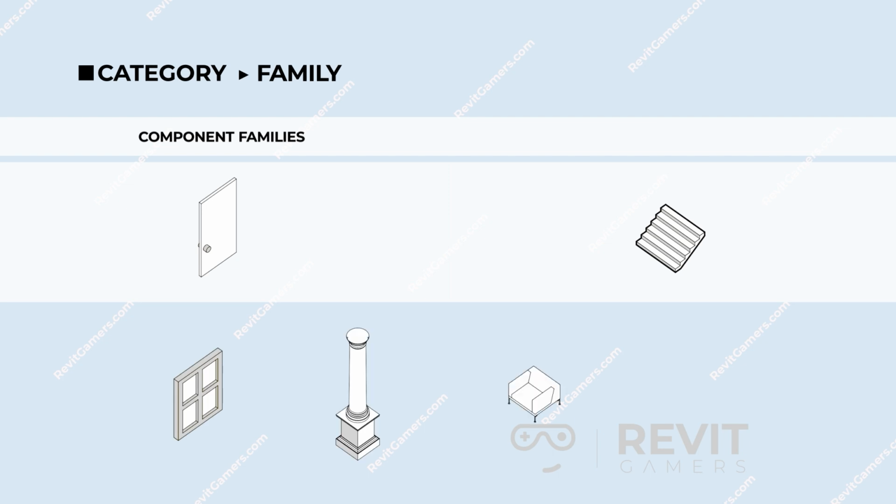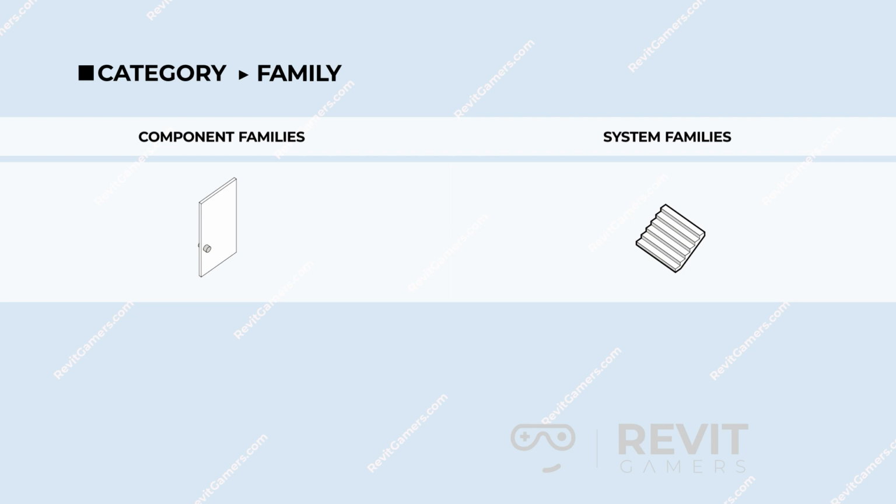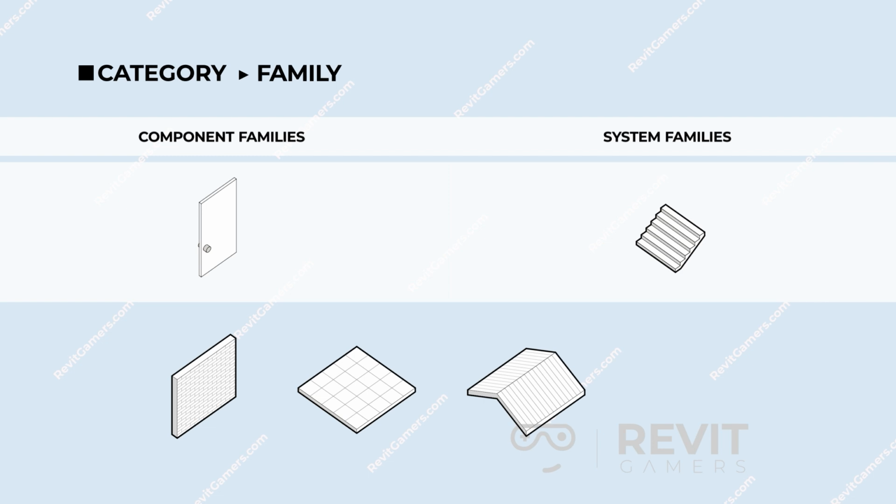Windows, columns, furniture, and lighting are also component families. It means that we can create a new family for these categories or even change them fundamentally. But the stairs are system families. System families are those defined by Revit and cannot be created or modified by users. This is why their number is limited. Walls, floors, roofs, and topography are some other examples of system families. It means that they use some unique parameters that cannot be changed.